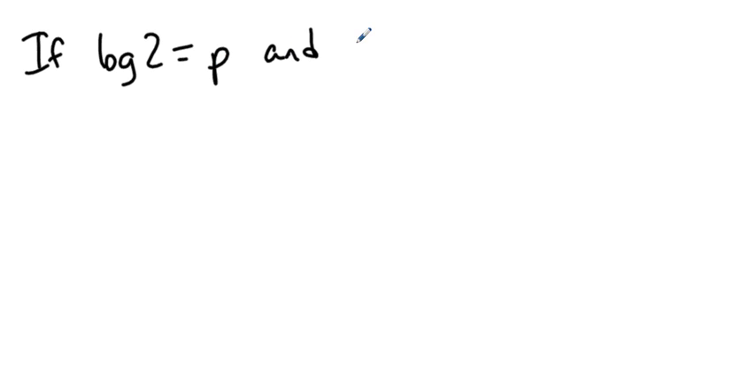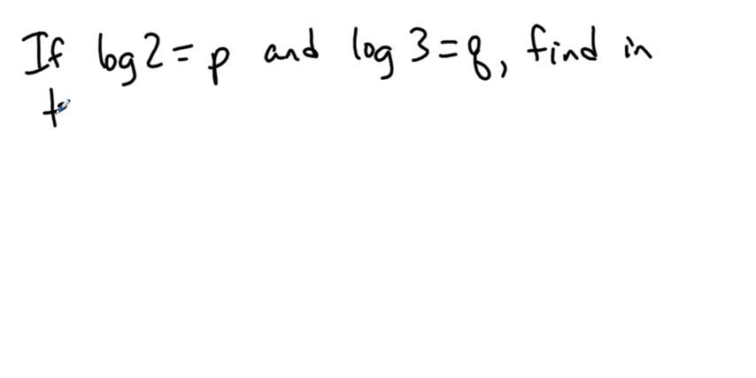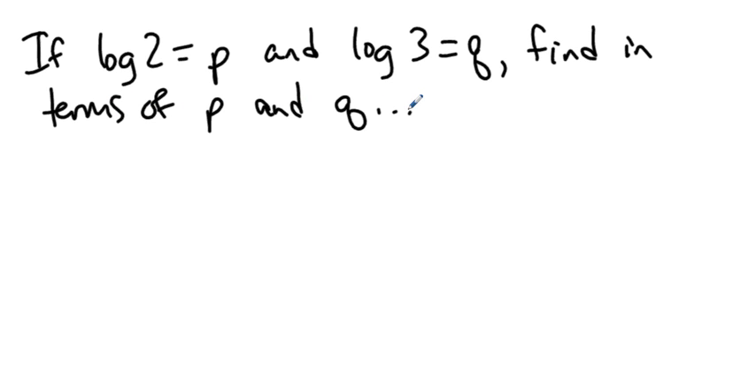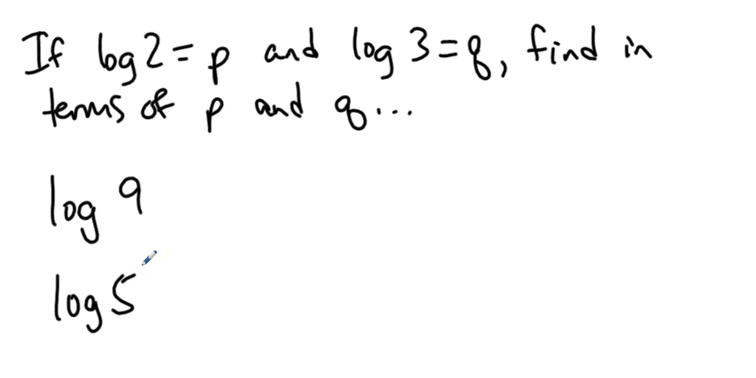You should also know how to do this. If the log of 2 is P and the log of 3 is Q, find in terms of P and Q the log of 9, the log of 54, and the log of 32 base 9. Log of 32 base 9. Those are things you should know how to do.